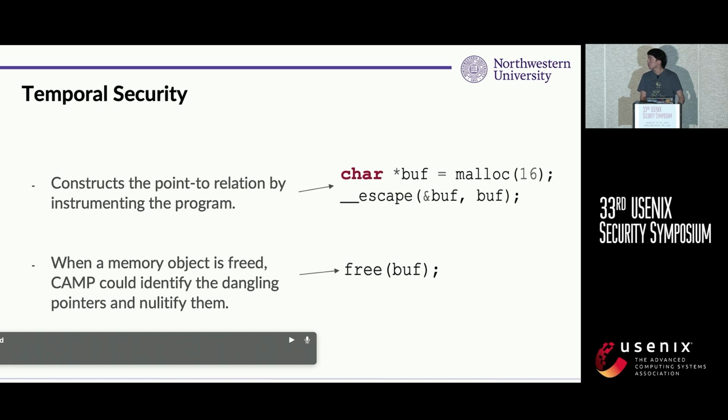For example, in this code snippet, when the allocate function allocates a pointer, it stores the pointer to the variable bus. CAMP will instrument the tracking instruction to store the point-to relations. And when the program frees the memory, inside the free function, CAMP will identify the existing dangling pointers to the freed memory and mark them as non-accessible. As a result, the variable bus no longer references the freed memory, and the program crashes when the pointer is dereferenced.